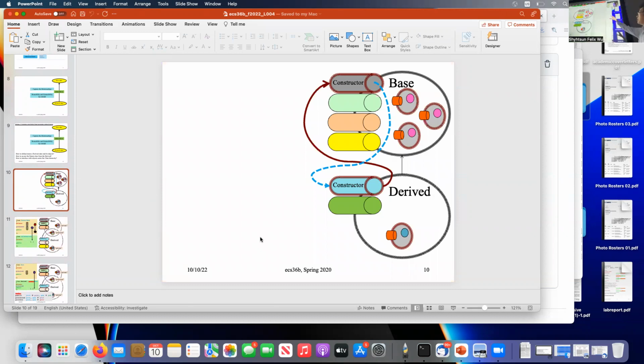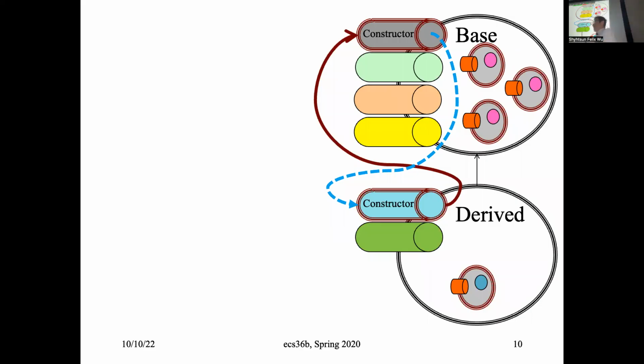Okay, so here I use the word base and derive. You can think about base as the parent class, and derive is the IoT thing. When you want to construct the child, the first thing you do is call the constructor. But before I call my own constructor, I need to call my parent's constructor.